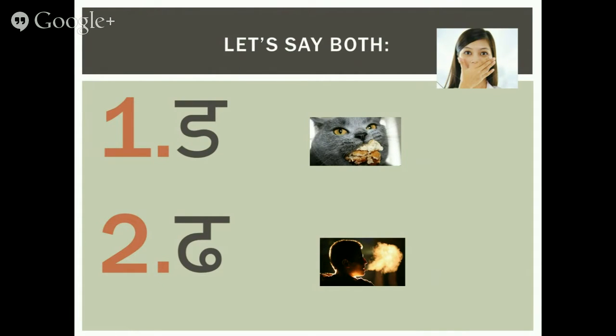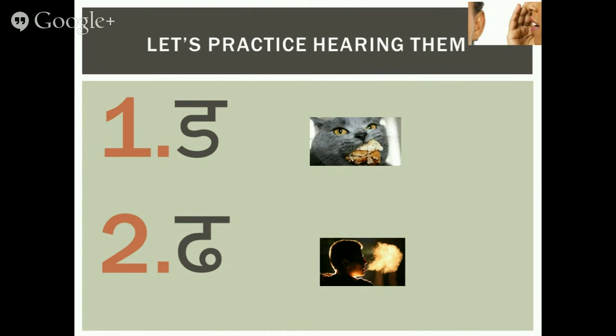Now, here's where I would give you an opportunity to say both and correct you, but here, I'll just say them for you. Da, da, da. That's number one. And number two is dha, dha, dha. Now, let's practice hearing them. I'm going to say one, and you tell me which one it is.